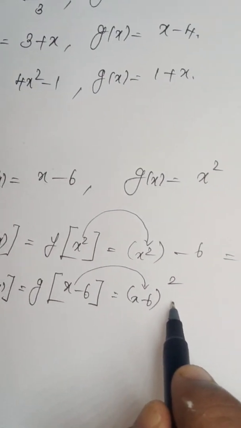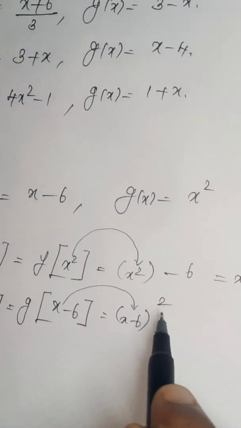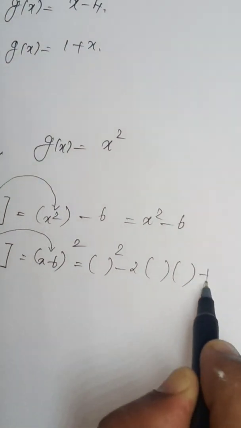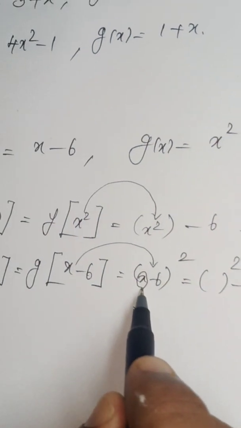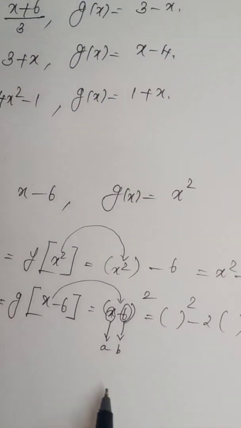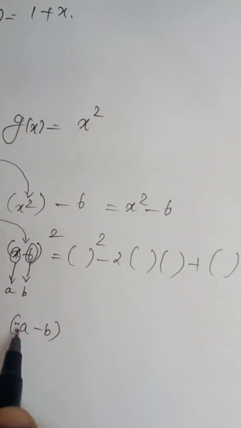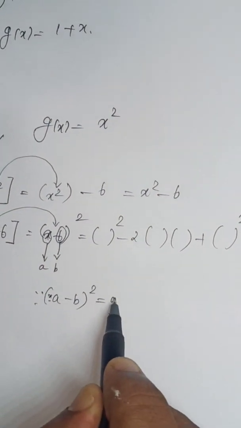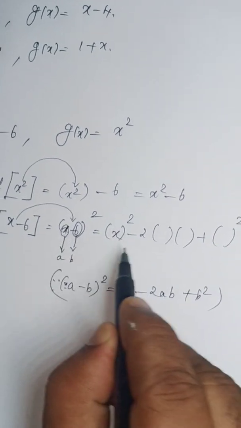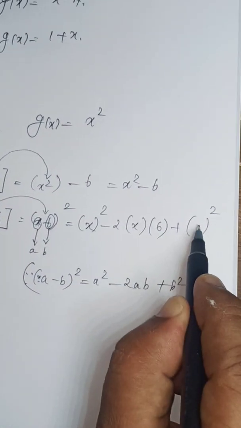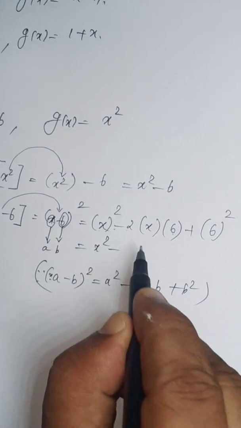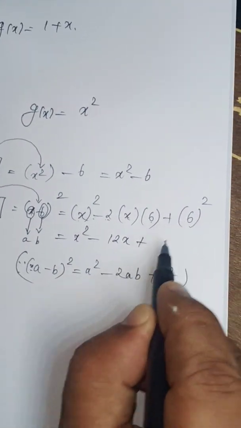X minus 6, if it is a whole square, you have to apply the (a minus b) whole squared formula. You know very well, a squared minus 2ab plus b squared. Which one is a? x, that is a. And 6, that is b. I write the formula for your reference: (a minus b) whole squared equals a squared minus 2ab plus b squared. a is equal to x, b is equal to 6. That is equal to x squared, 2 into 6, 12, 12 into x, 12x, plus 6 squared, 36.